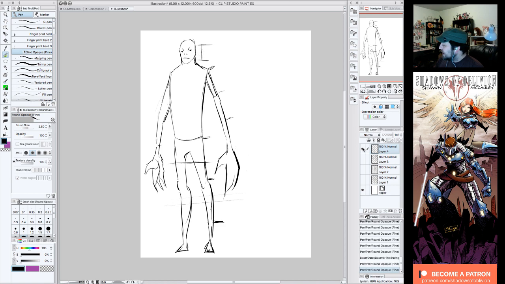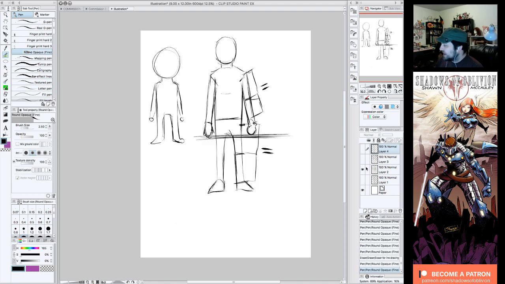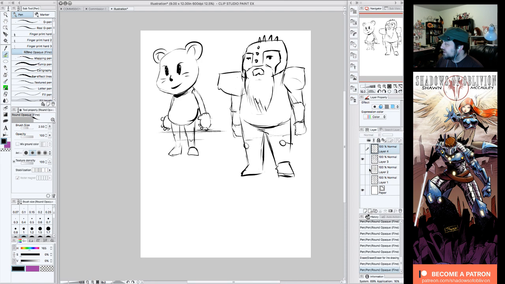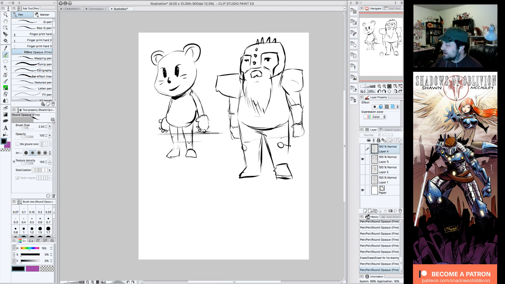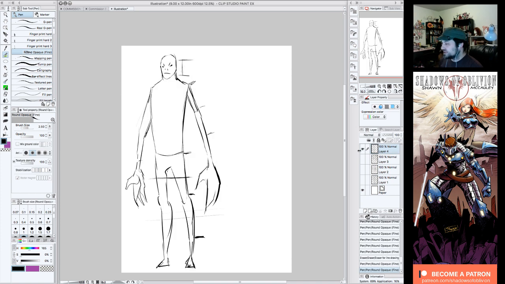So that's a lot of the gist. So we have our standard human proportions. We have kid proportions. We have some fantasy rules here, and then we have when to break the rules, or why to break the rules.